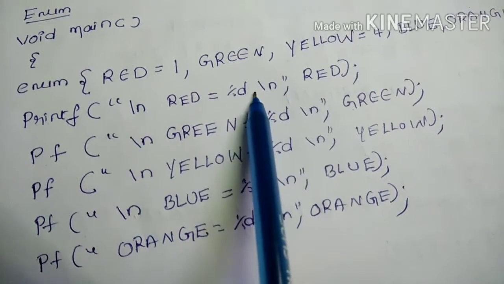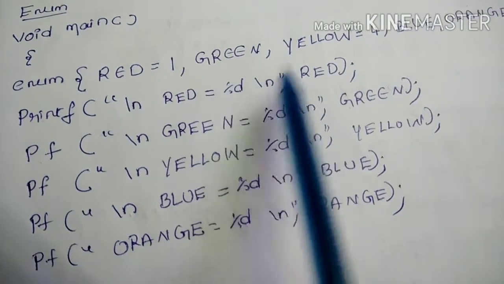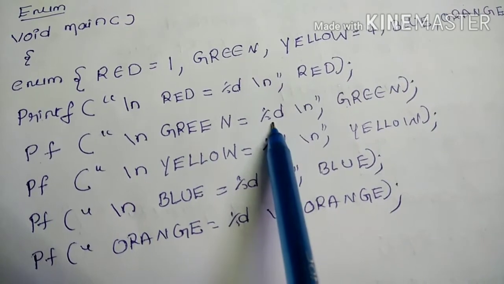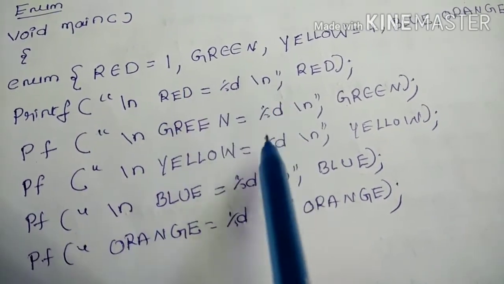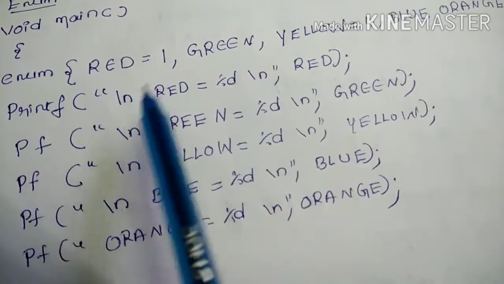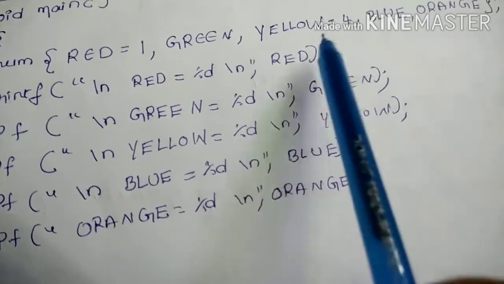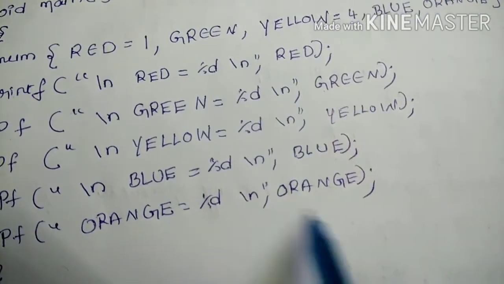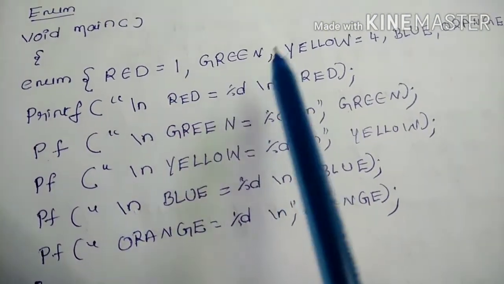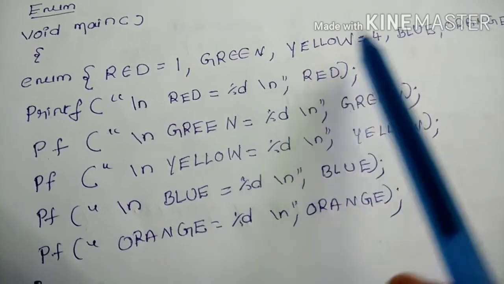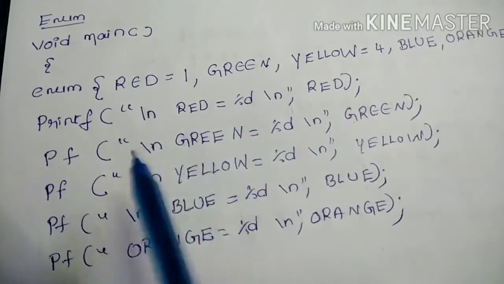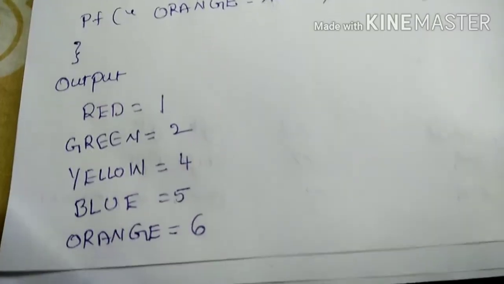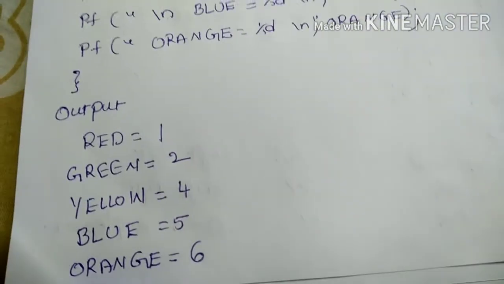See here, printf red is equal to %d means value 1 will be printed. Next, green is equal to %d. You haven't declared anything, so by using this enum keyword, automatic sequence value 2 will be printed onto the screen. Yellow is equal to 4, already you have given. Blue is equal to 5. Orange is equal to 6. So the sequence values will be generated onto the output screen by using this enum keyword. Okay, so this is another particular data type. See the output here. Red is equal to 1, green, and so on.